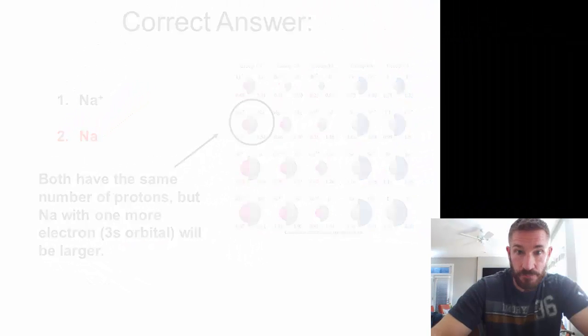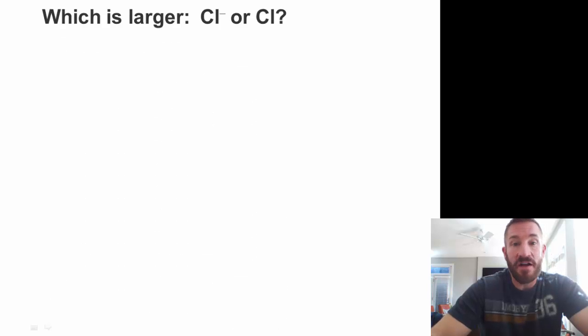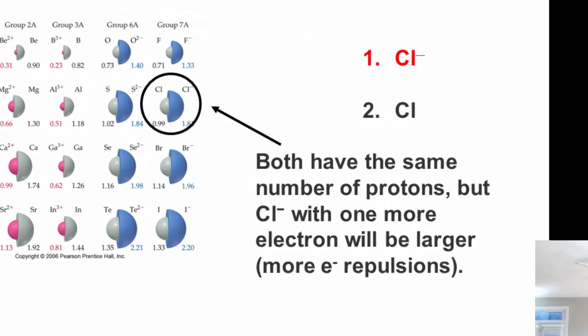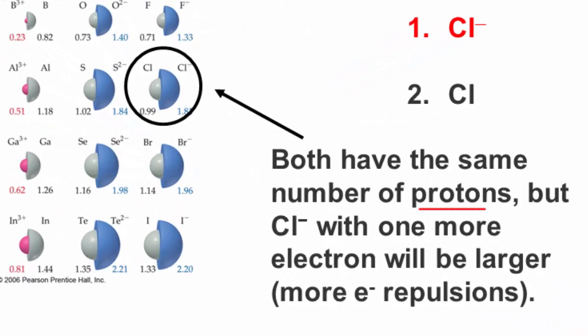Let's do another one, which is larger, chloride ion or chlorine? Hopefully of these two, you would pick chloride ion because they both have the same number of protons again, but with chloride ion, there's going to be a greater number of electrons, and so you're going to have more electron repulsions, making it a bigger atom.